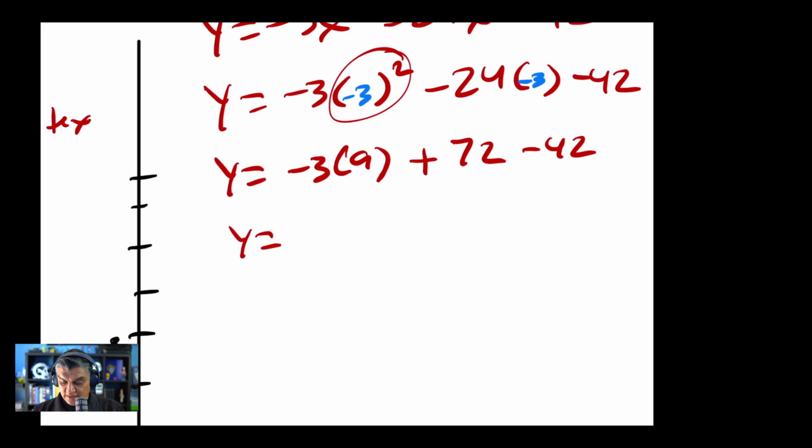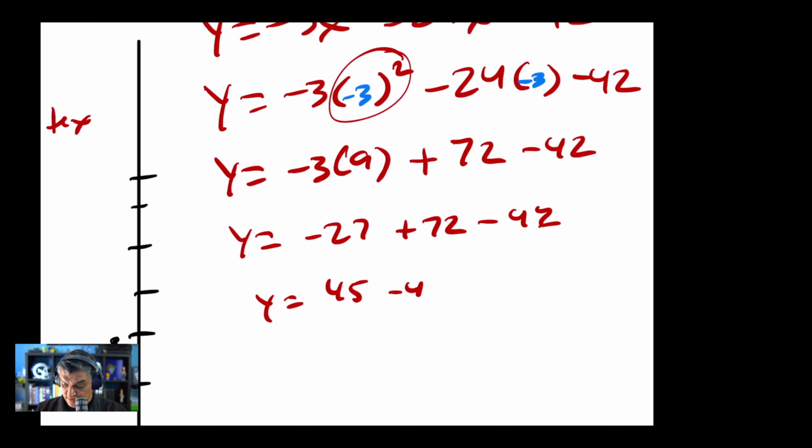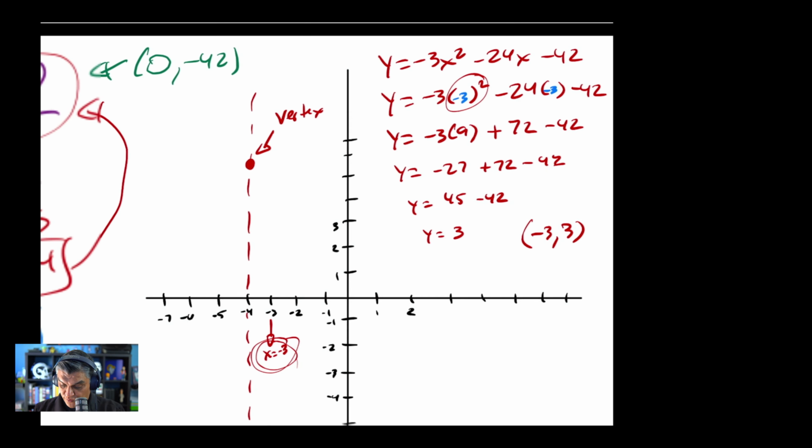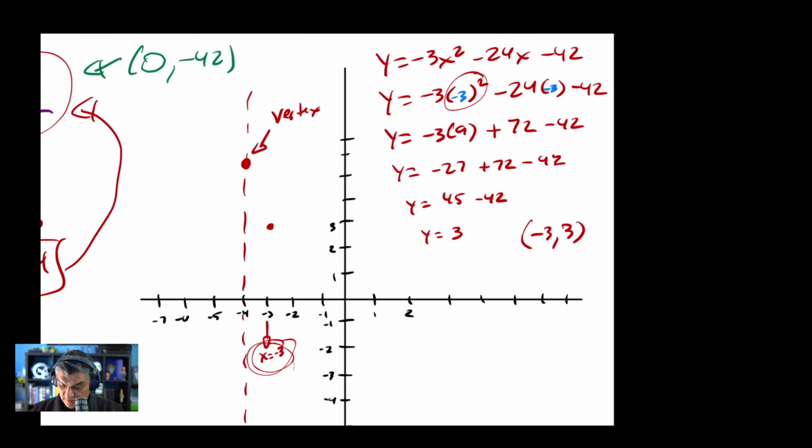What's negative 3 times 9? Negative 27 plus 72 minus 42. Well, negative 27 plus 72 is 45. So y equals 45 minus 42. And 45 minus 42 is 3. So this new point is, my x was negative 3, my y is 3. So I found a point. Negative 3, 3. Right here.